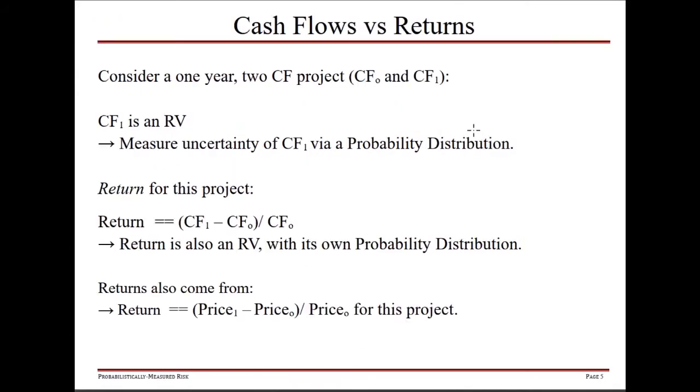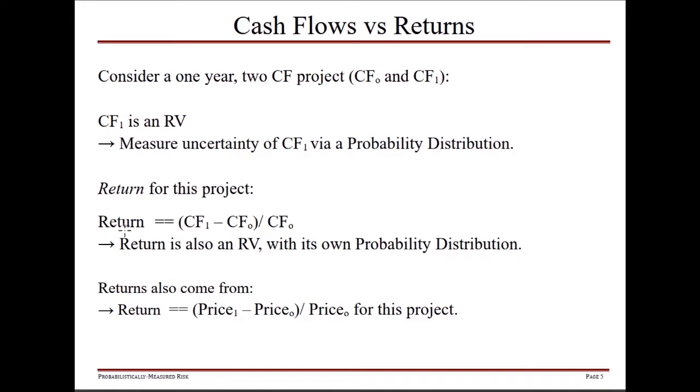So we need to think a little bit about cash flows versus returns here. If we're looking at any project with future cash flows, so let's say we have a cash flow here at t equals 0 and a future cash flow here at time t equals 1, cash flow 1 is clearly a random variable. It's out in the future. It hasn't happened yet. It may or may not happen in part or in full. So we're going to measure that with a probability distribution, Bernoulli or normal or otherwise.